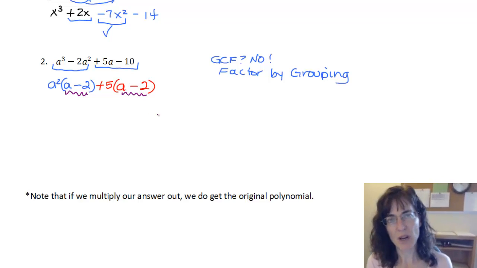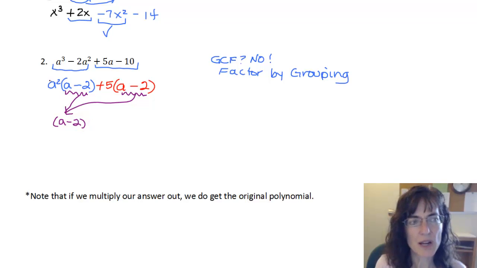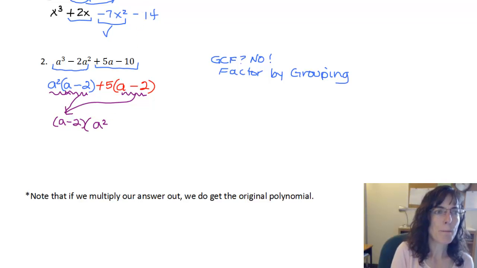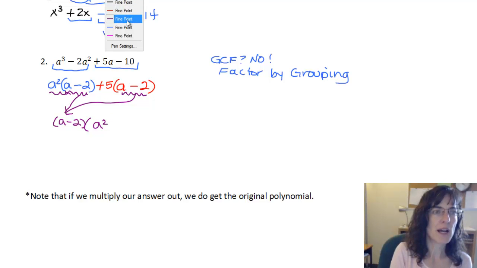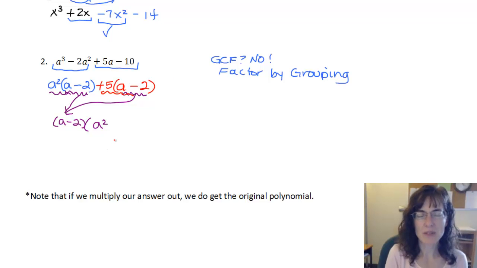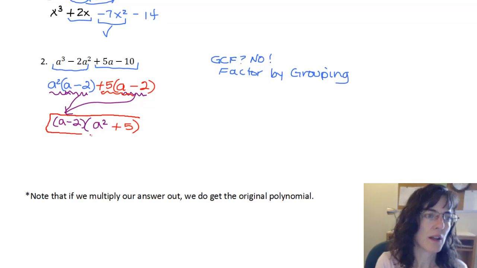And now I look to see, do I have matching binomials that I can factor out? And I do. A minus 2 is the same on both, so I'm factoring that out. A minus 2. And then I'm asking, a minus 2 times what will give me that whole term here? And that will be times a squared. And then one more time I have to ask, a minus 2 times what will give me this plus 5 times the quantity a minus 2, and the answer is plus 5. So there's my factored form of this polynomial.